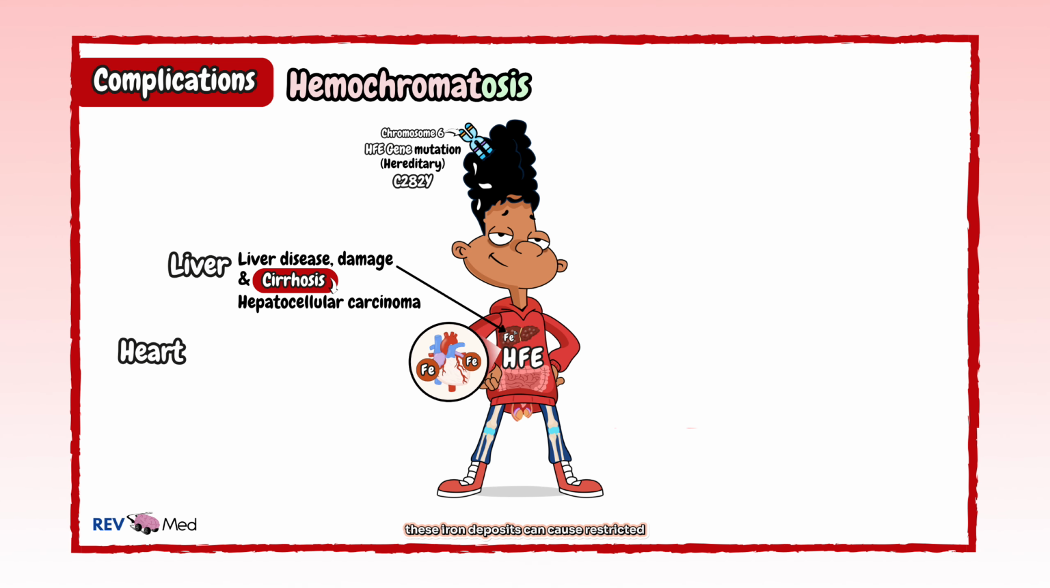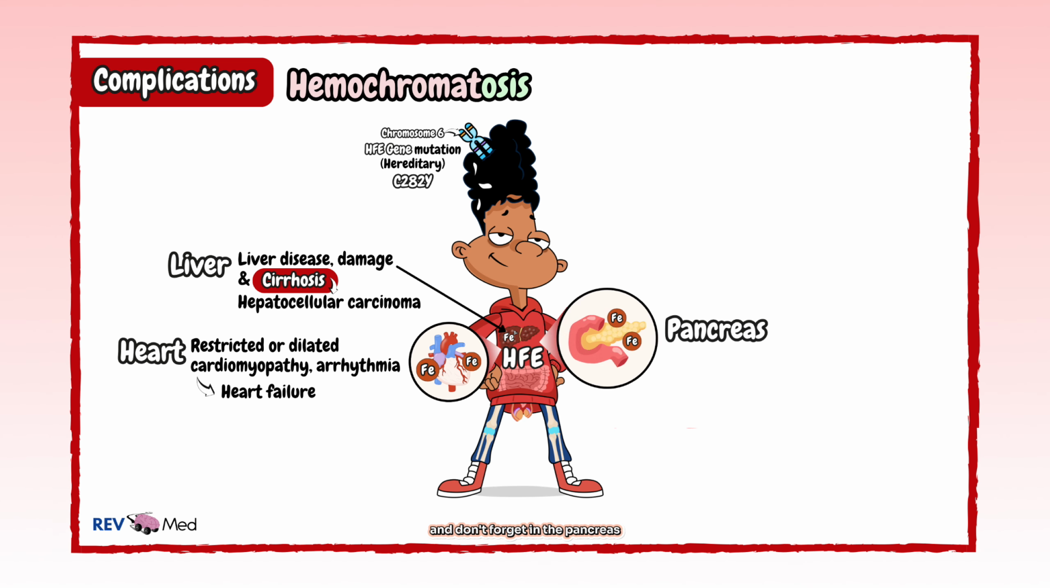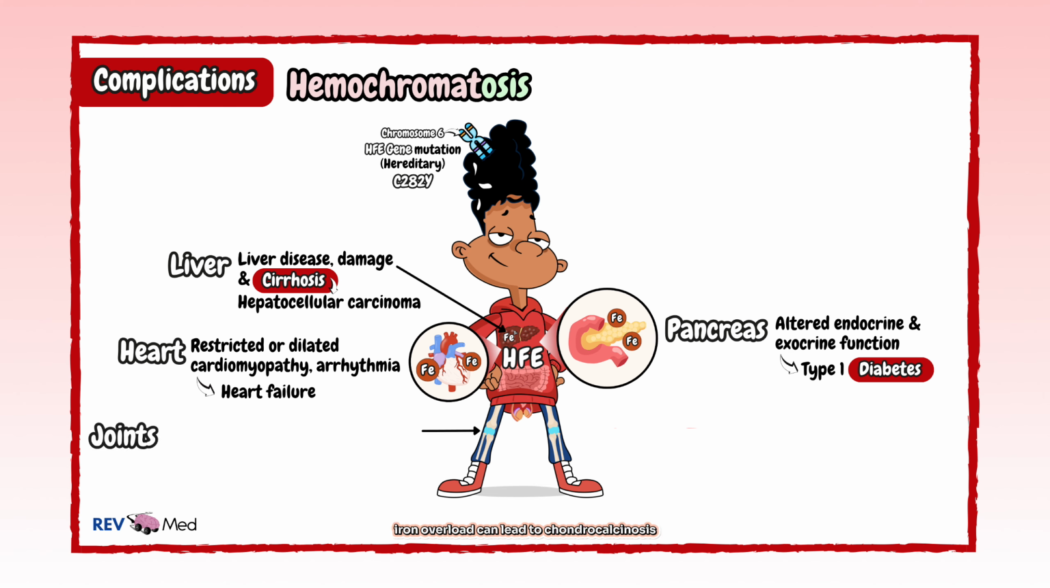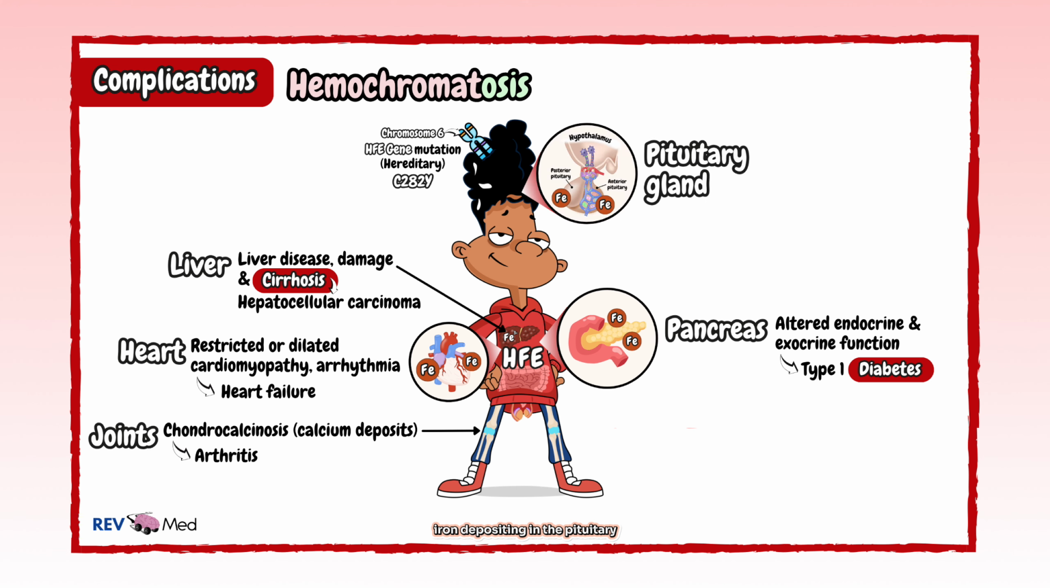In the heart, these iron deposits can cause restricted or dilated cardiomyopathy and arrhythmia, which can affect the functioning of the heart. And yes, it can even lead to heart failure. And don't forget, in the pancreas, the iron deposits can cause altered endocrine and exocrine function, leading to type 1 diabetes. In the joints, iron overload can lead to chondrocalcinosis, which is calcium deposits in the joints, and this leads to arthritis. Iron depositing in the pituitary can cause secondary hypothyroidism, preventing the thyroid from producing the necessary amounts of hormones. And it can lead to secondary hypogonadism, which is when the gonads don't produce testosterone or estrogen.